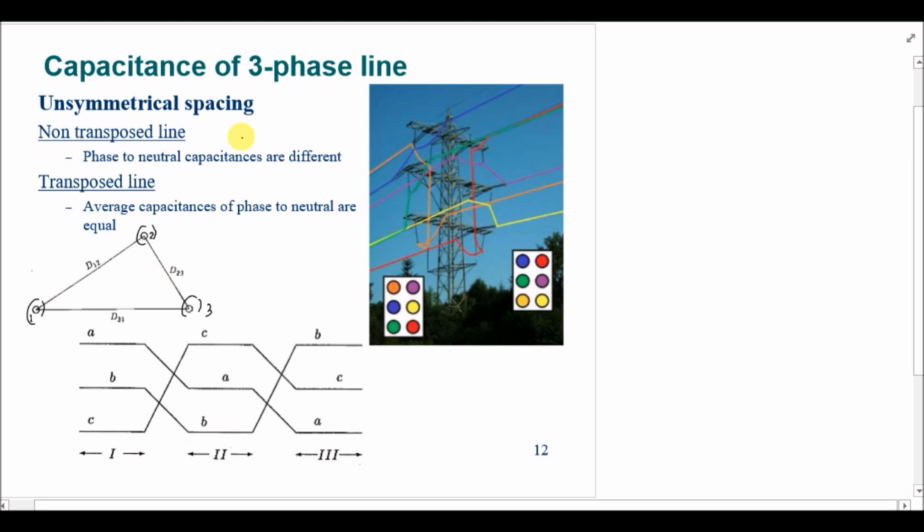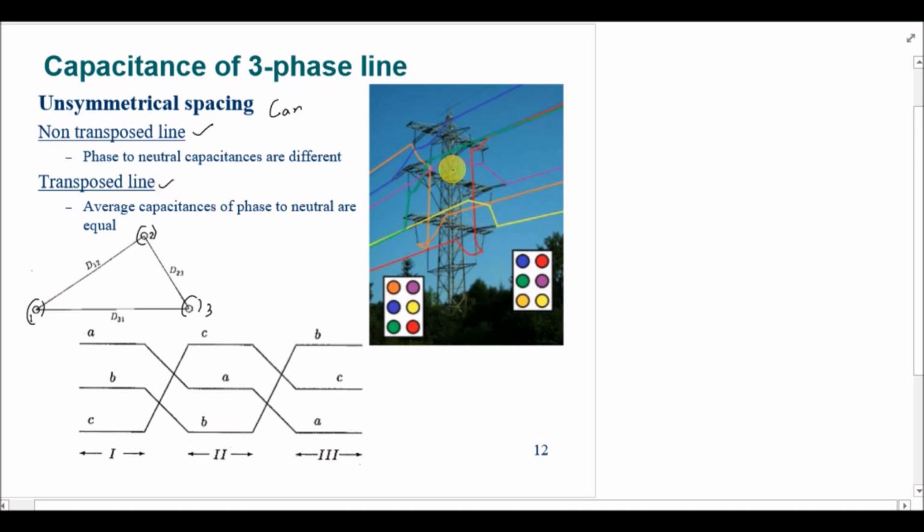So if we have a non-transposed line, the phase to neutral capacitance, that is CAN, is different because the distances between the conductors are different. So in this case we have to make the line transposed. And what does transposed mean?